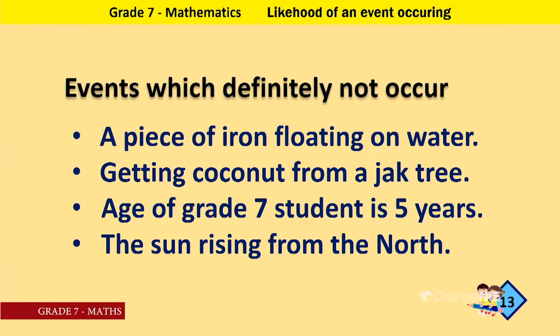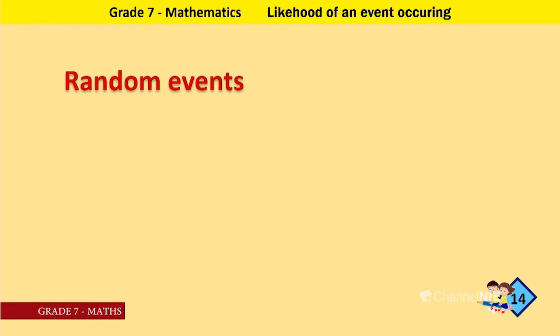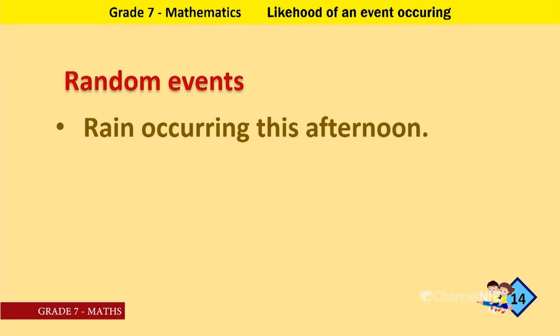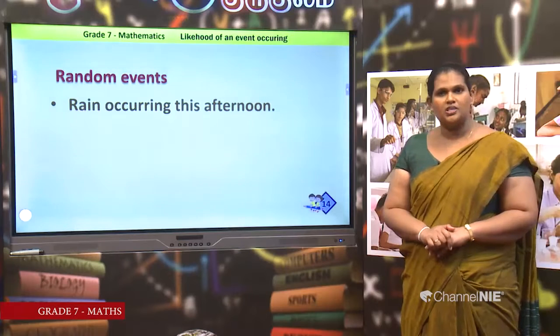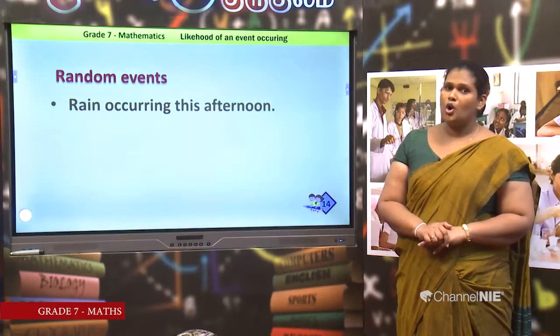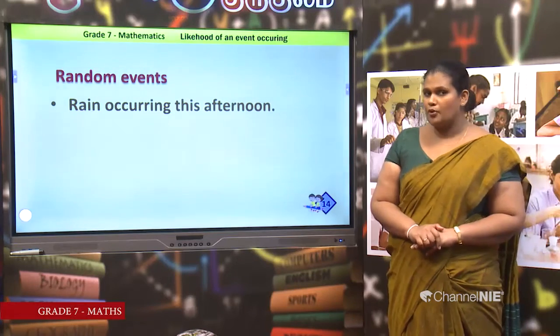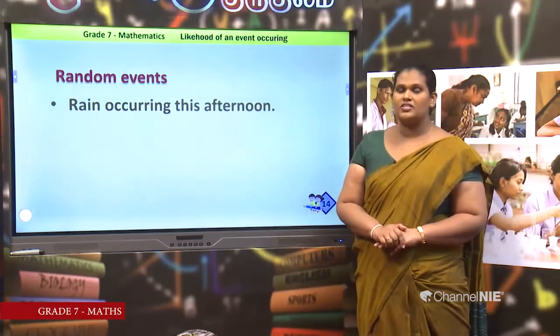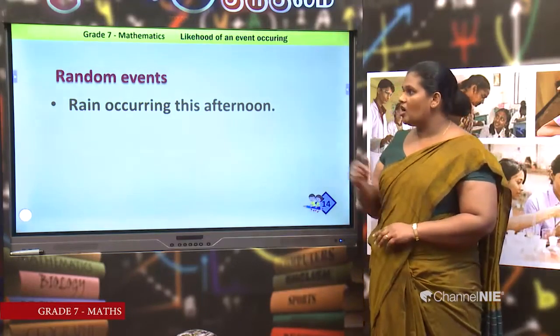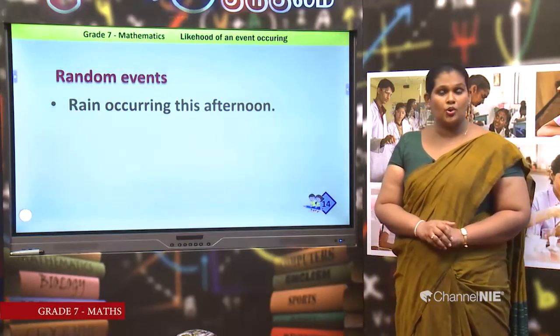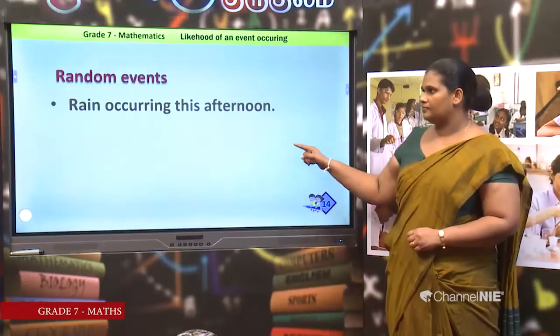Right. Then we will get the random events. First one, rain occurring this afternoon. As I have told you before, we can't be exact on the result. Isn't that so? It might rain this afternoon or it might not. Therefore, we can't be exact on the result. Therefore, rain occurring this afternoon is also a random event.